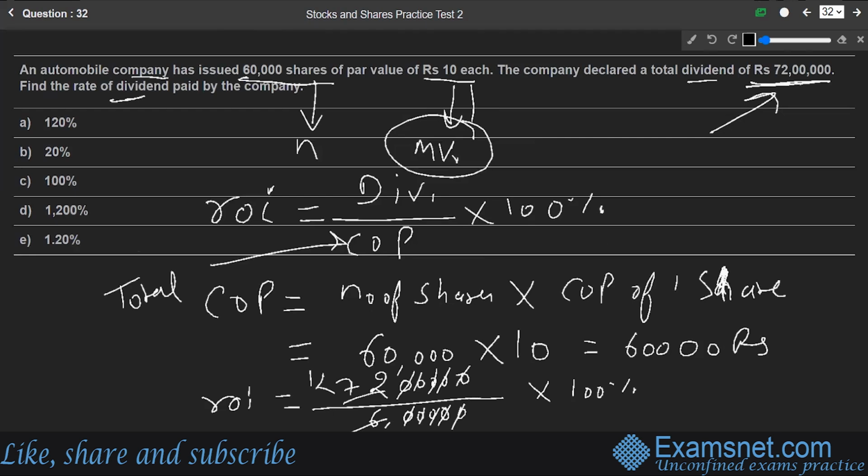Let us see where it is available. It is clearly available in option number D, so that becomes the right answer for us.